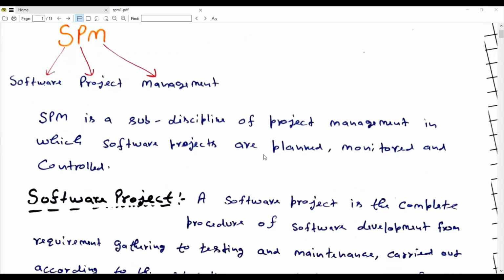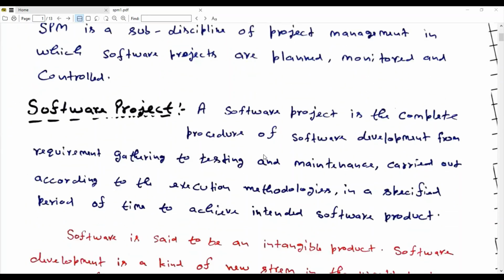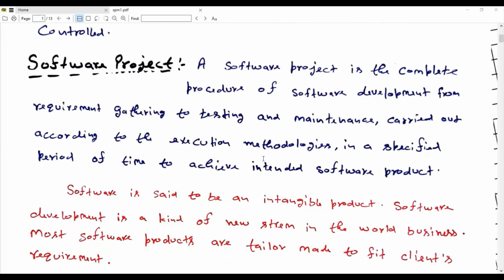Let's move further to the topic software project. A software project is the complete procedure of software development from requirement gathering to testing and maintenance, and it is carried out according to the execution methodologies, as we've discussed, from starting to the final deliverables. All the stages, all the things are covered in the software project.